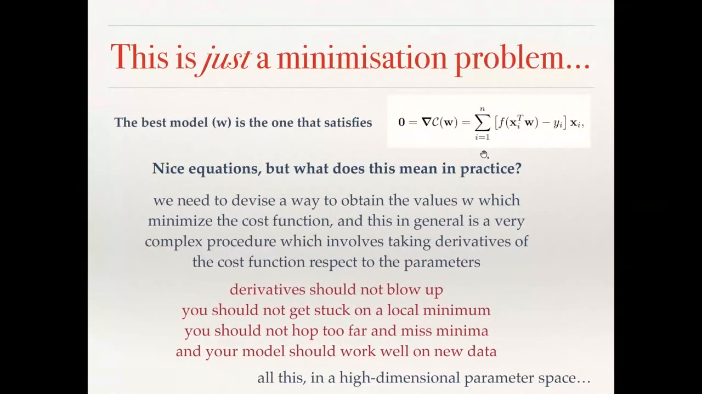and try to find the 0 of this expression over here. The question is simple, it's nice, the interpretation is simple, but in practice, we need to devise a way to obtain these values of W which minimize the cost function. And this is in general a very complex procedure because here we are in a course in machine learning. We need advanced statistics in some way. And we are talking about a complex parameter space of inputs and probably a difficult interpretation of outputs.